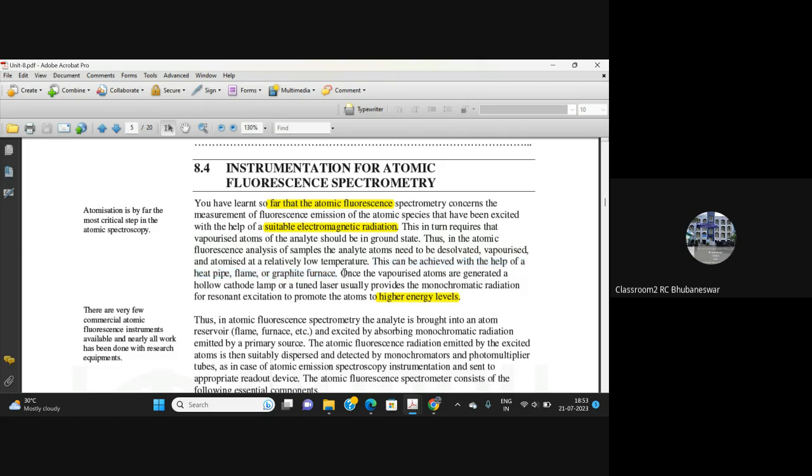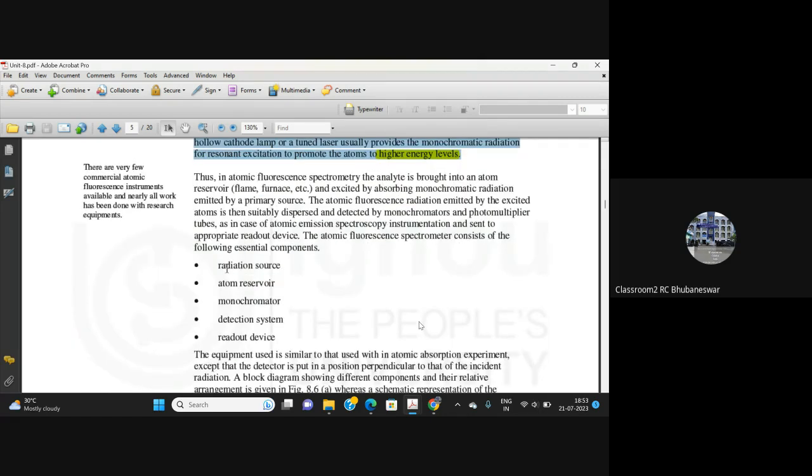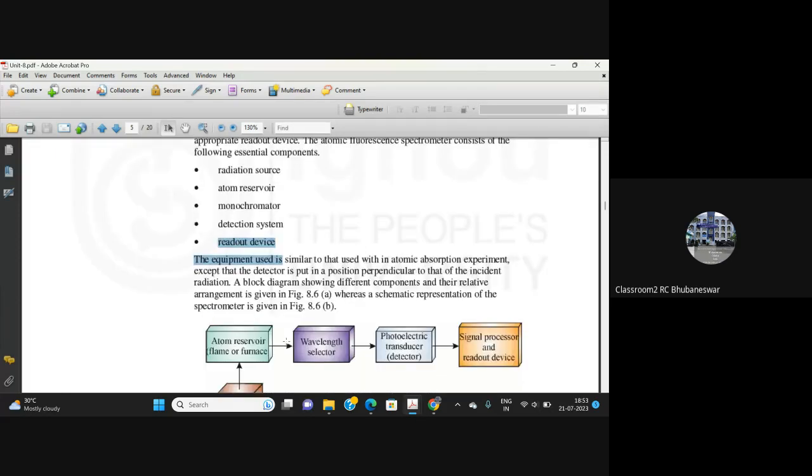Once the vaporized atoms are generated, a hollow cathode lamp or a tuned laser usually provides the monochromatic radiation for resonant excitation to promote the atoms to higher energy levels. So there will be a radiation source, atom reservoir, monochromator, a detection system or detector, an amplifier and a reading out device.